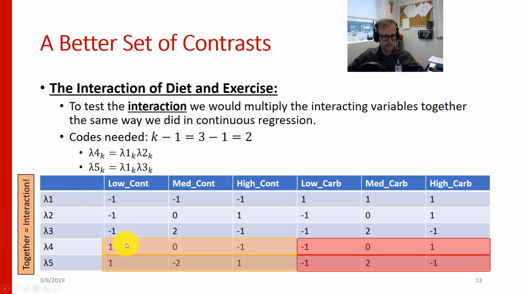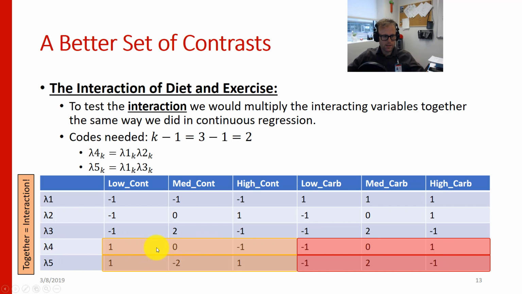But as it is, right, you can follow the multiplication here for lambda 4. We're taking lambda 1 times lambda 2 is 1. Lambda 1 times lambda 2 is 0. Right? Lambda 1 times lambda 2 is negative 1. And then when we switch over to the other group now, notice that the direction of this coding changes. So we have lambda 1 times lambda 2 is negative 1. Lambda 1 times lambda 2 is 0. And lambda 1 times lambda 2 is positive 1.